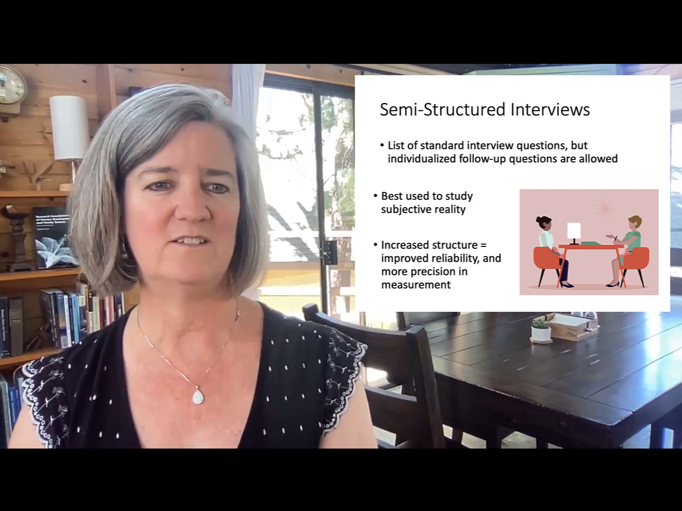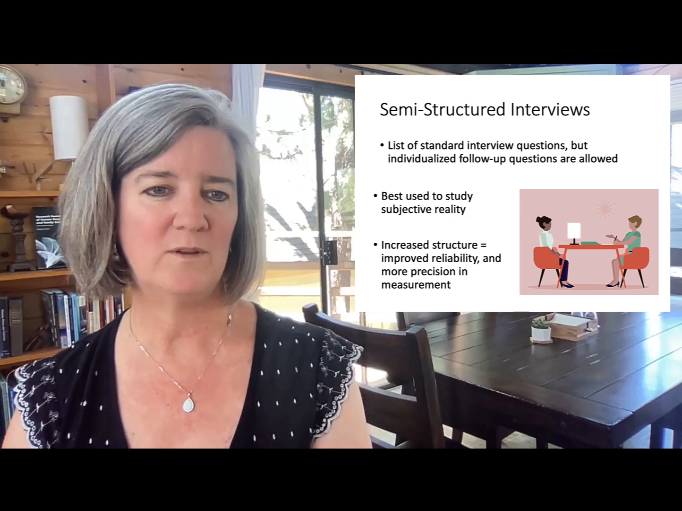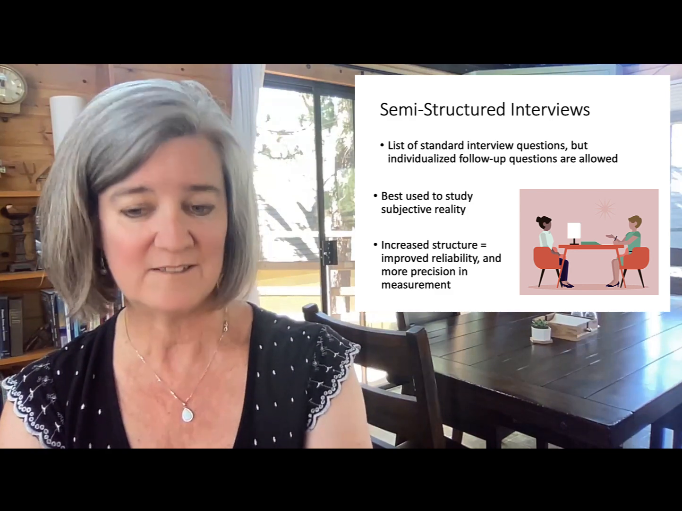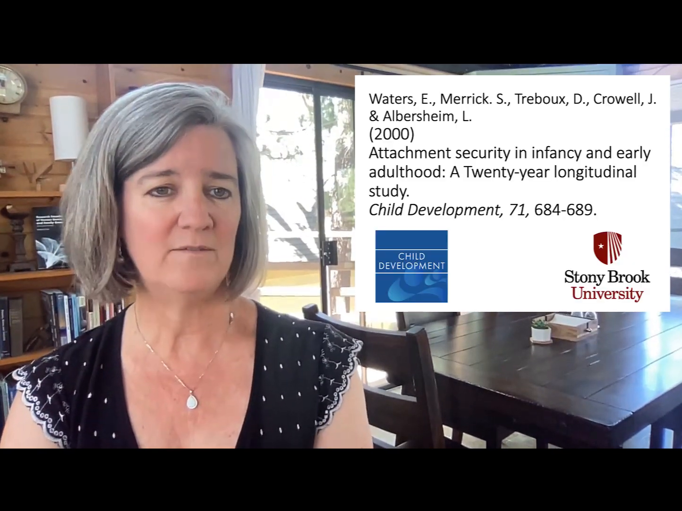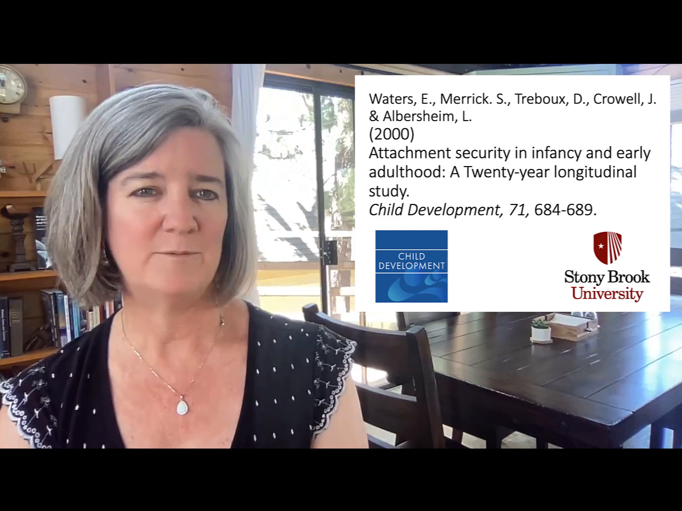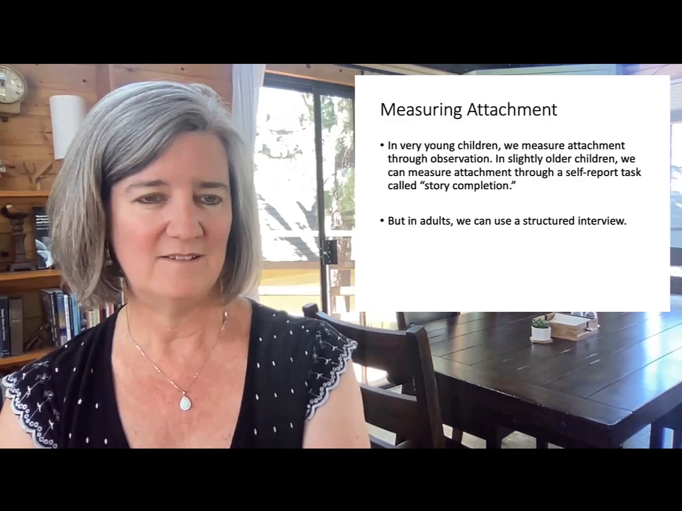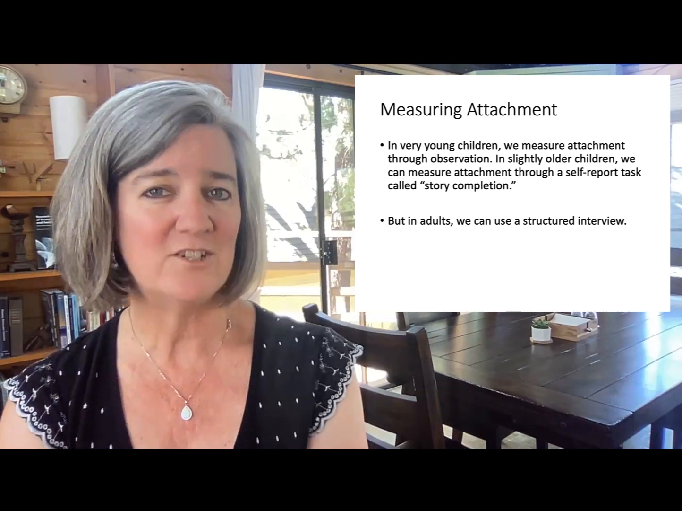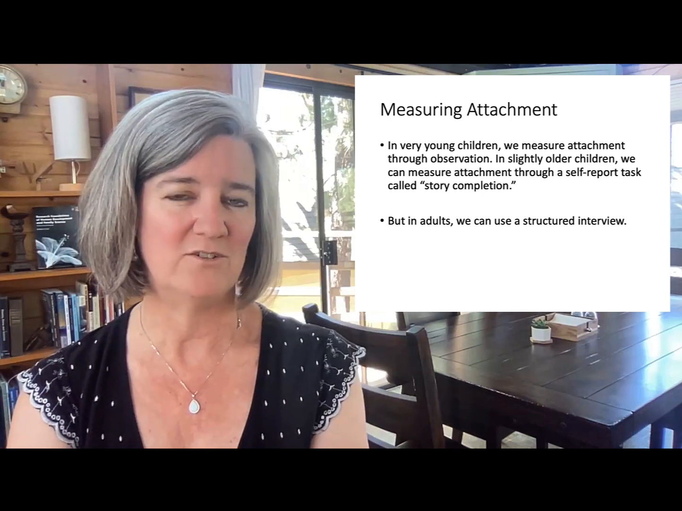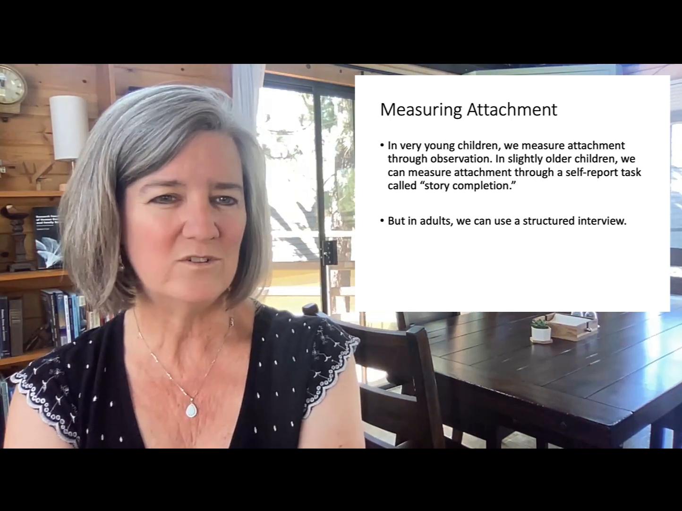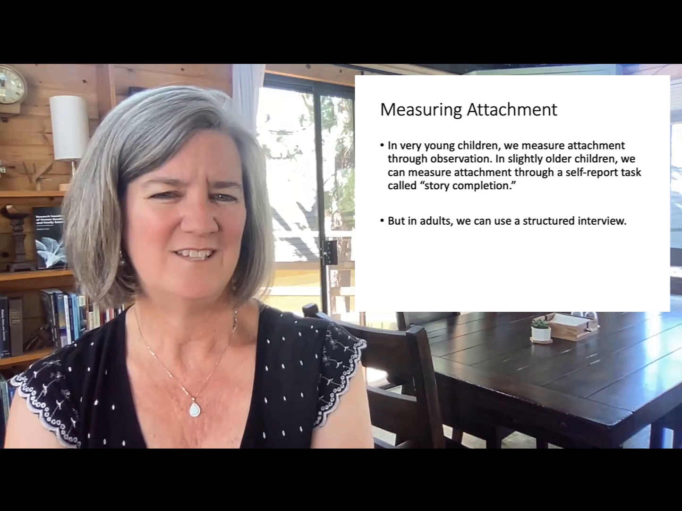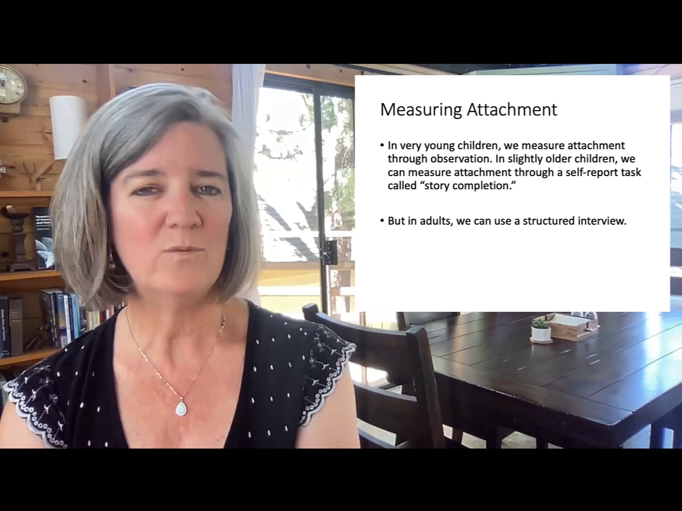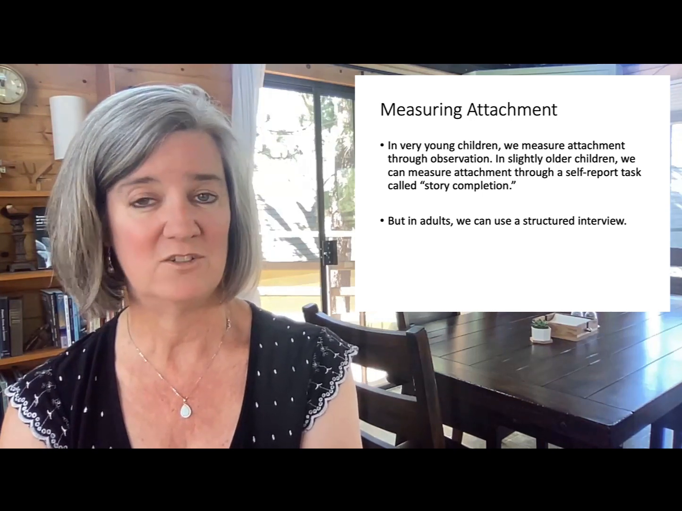This increased structure helps to improve the reliability of the instrument, and it allows the instrument to be far more precise. An example of this is the adult attachment interview. As you might know already, in very young children, scientists use an observational measure called the strange situation to measure attachment. And in slightly older children, they use a self-report task called the story completion task. But in adults, we can really get information about attachment using a structured interview.